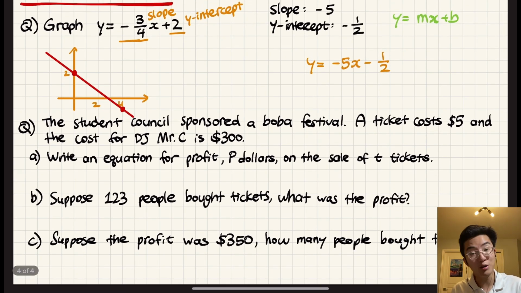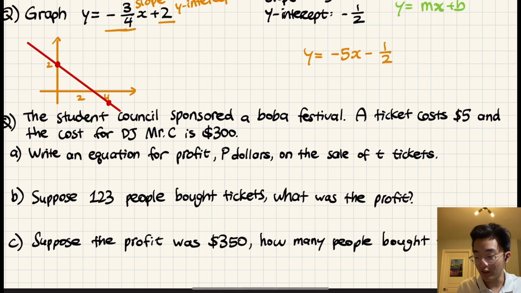Okay, so now here's a word problem that you'll probably see. Student council sponsored a Bubble Tea Festival. A ticket costs $5, and the cost for DJ Mr. C, which is me, is $300. I don't DJ, but it'll be fun to DJ at a bubble tea festival. But anyways, we want an equation for profit P dollars with the sale of tea tickets.